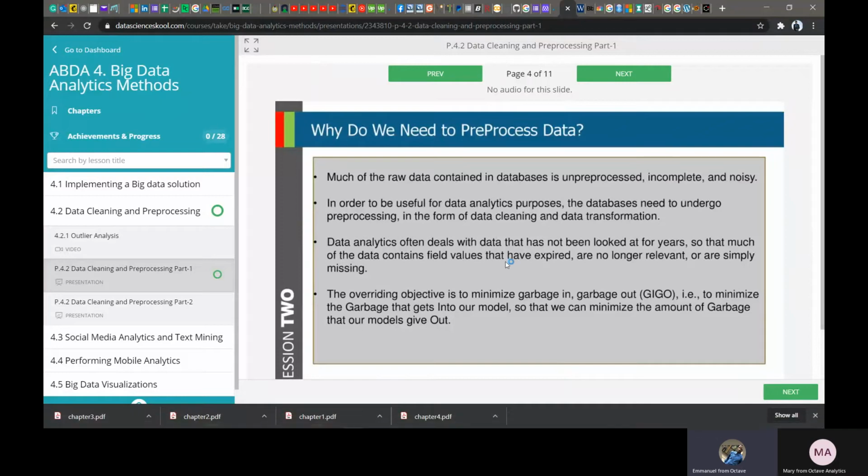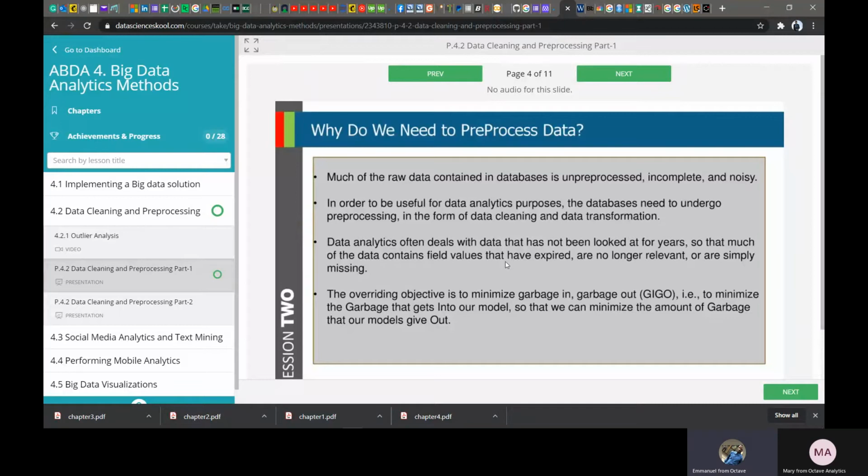Why do we need to process data? So much of the raw data contained in databases is unprocessed, incomplete, and noisy. So in order to be useful for data analytics purposes, the database needs to undergo processing, in the form of data cleaning and data transformation. Data analytics often deals with data that has not been looked at for years, so much of the data contains field values that have expired, are no longer relevant, or are even missing.